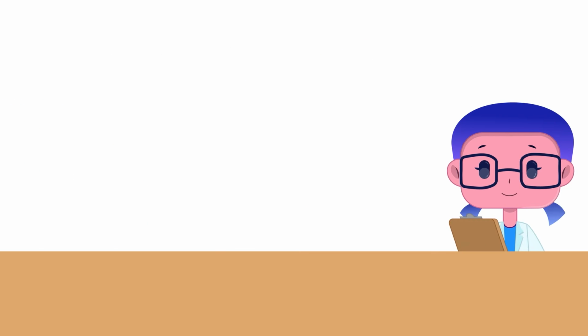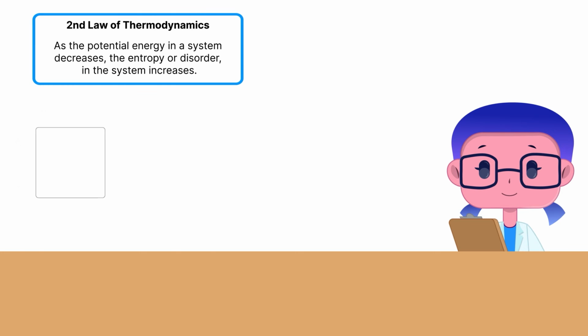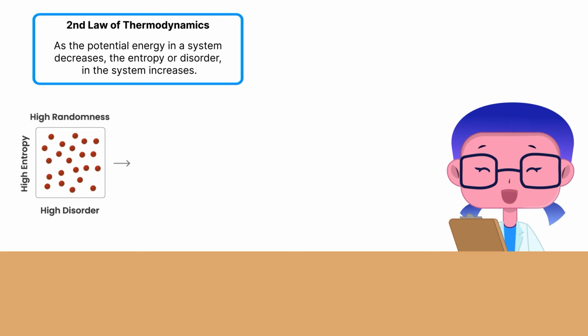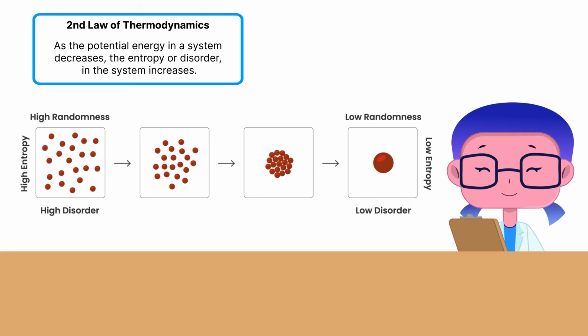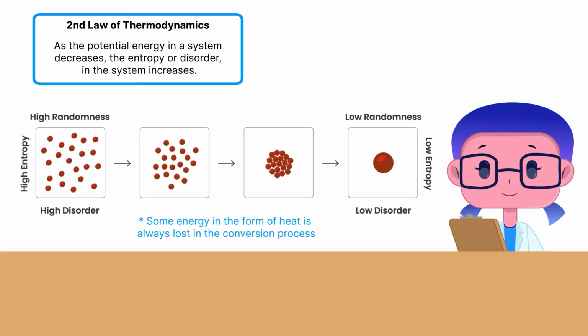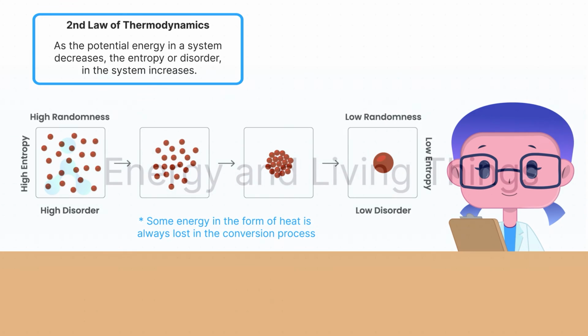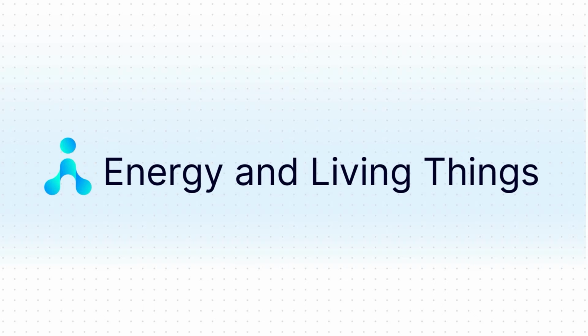The second law of thermodynamics, entropy, states that as the potential energy in a system decreases, the entropy, or disorder, in the system increases. This means energy transfer can never be perfectly efficient. Some energy in the form of heat is always lost in the conversion process. This loss of energy in the form of heat can be observed in ATP production during cell respiration. In the next part of this lesson, we will learn about the different types of energy used by organisms that allow them to function and perform various tasks.